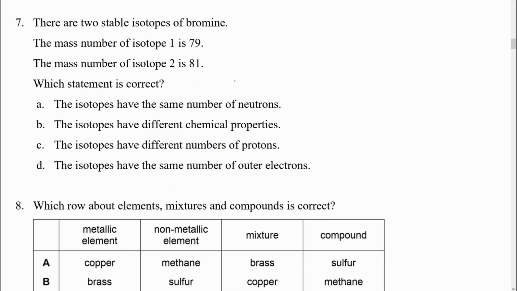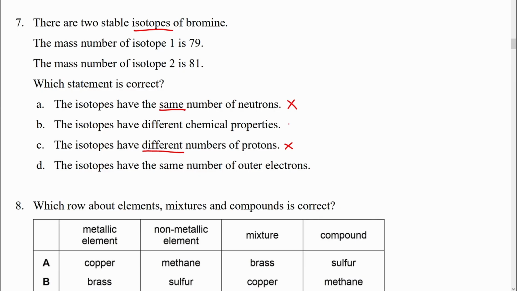Question 7. There are two stable isotopes of bromine. The mass number of isotope 1 is 79. The mass number of isotope 2 is 81. Which statement is correct? So what is the definition of isotopes again? Isotopes are atoms of the same element with the same number of protons but different numbers of neutrons, right? So option A and C here are wrong, okay?